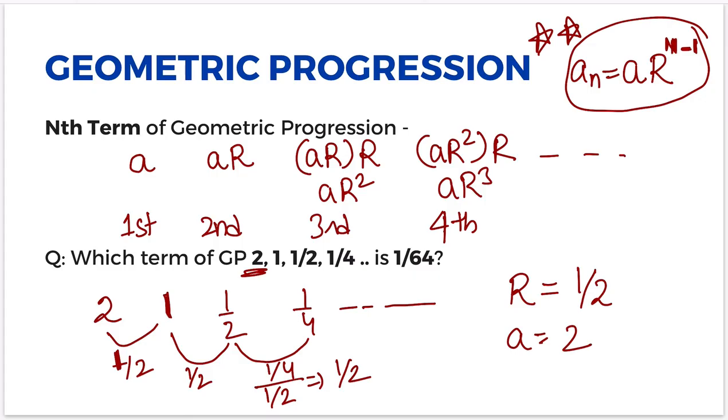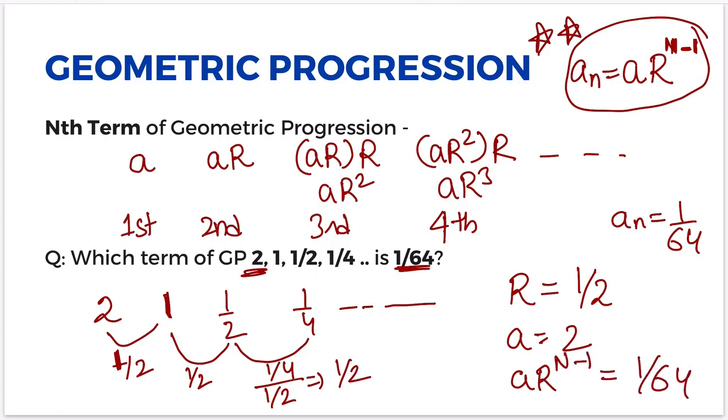The common ratio is 1 by 2. So they are asking you which term of the series is 1 by 64. So they have asked you that an is 1 by 64. Tell me what is the value of n. So you are simply going to use a r raised to power n minus 1 is 1 by 64. Do the calculation please and you will get the answer.